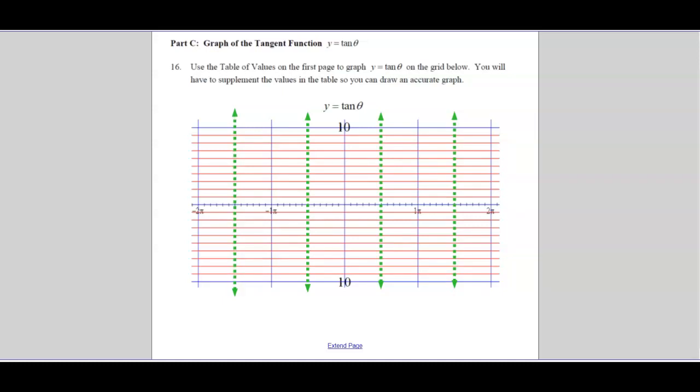And they're the same distance apart. So in our table of values, we have one at pi over 2 and 3 pi over 2. So that means the distance between them is pi units. So we've got to have them in the same direction. It's kind of like a bunch of repeating units.